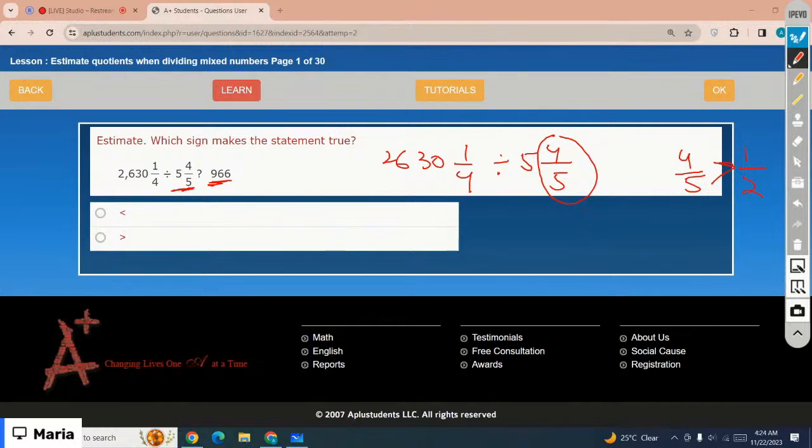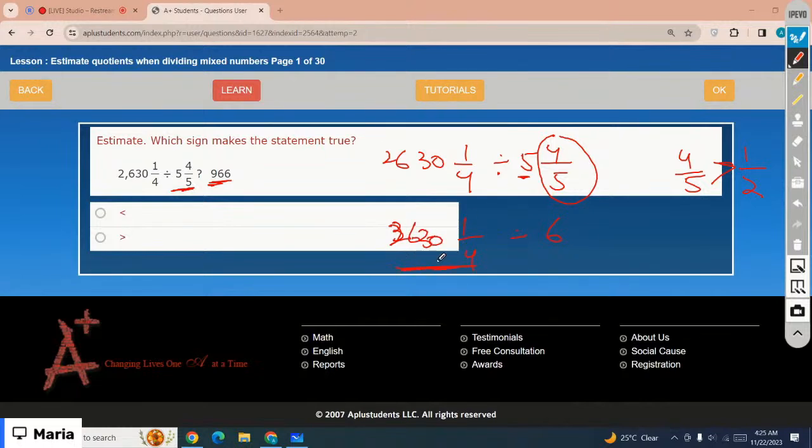If you don't know how to compare the fractions, you can go back to the fractions chapter and learn how we compare fractions. So 4 by 5 is greater than 1 over 2. Since it is greater than 1 over 2, you have to round to the next whole number, so it would be rounded off to 6. So that is 26 30 whole 1 over 4.